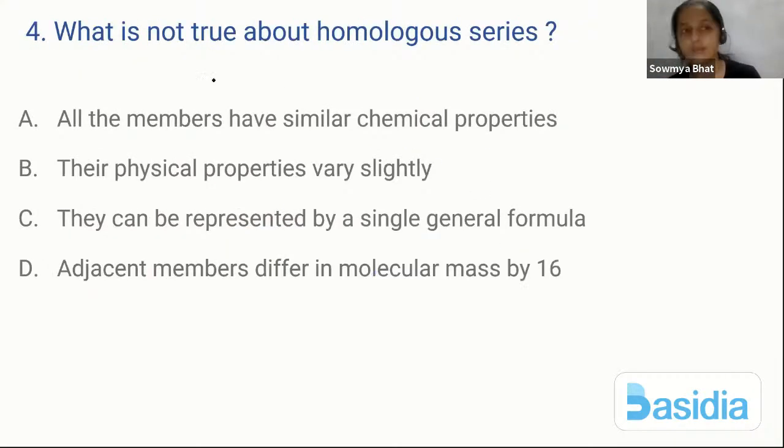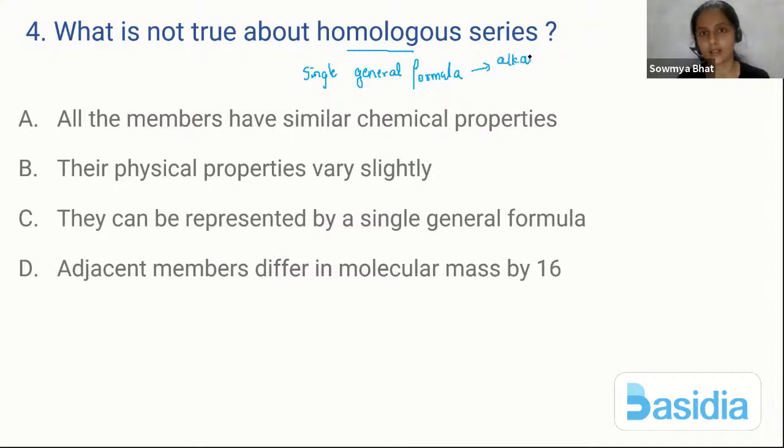So let's move on to the fourth question. What is not true about the homologous series? Homologous series, it is a series of organic compounds which are represented by a single general formula. So you can consider any homologous series as example. For example, if you take the alkane, these have the same functional group. That's a single bond. And the general formula is CnH2n+2, where n is the number of carbon atoms. So what's not true? Not true.